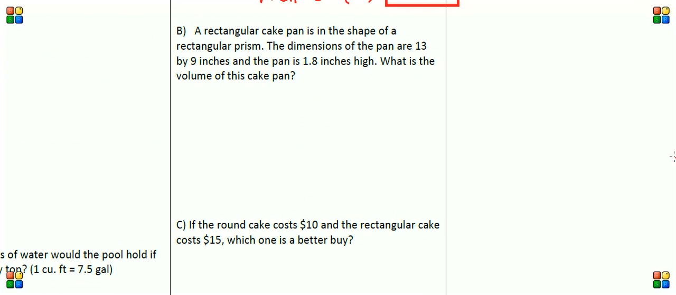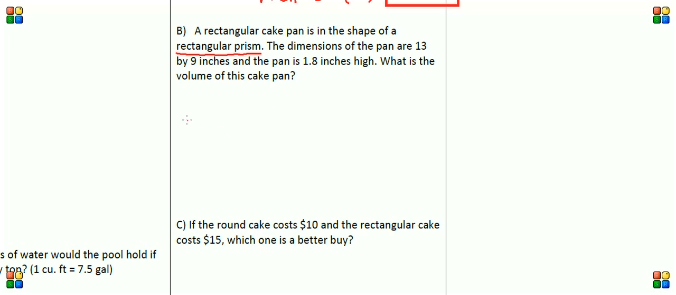Letter B says, now we have a rectangular cake pan in the shape of a rectangular prism. The dimensions of the pan are 13 by 9. When it says 13 by 9, it means one side or one edge is 13 inches and an adjacent edge is 9 inches. And it says the pan is 1.8 inches high. What is the volume of this cake pan?